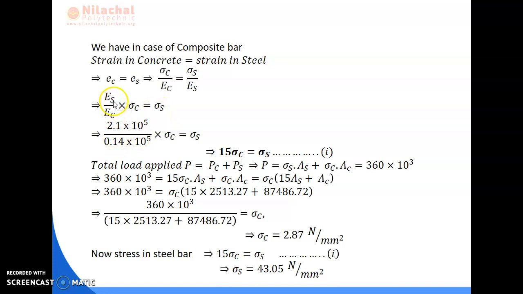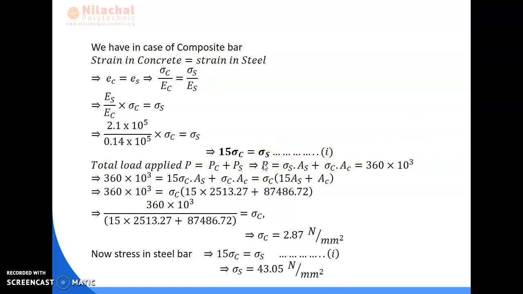Now putting the values of Young's modulus for steel and concrete, we get 2.1 into 10 to the power 5 divided by 0.14 into 10 to the power 5, into sigma C, is equal to sigma S. From this we get the modular ratio, which is 15. Now sigma S is equal to 15 times sigma C. Take this as the first equation.